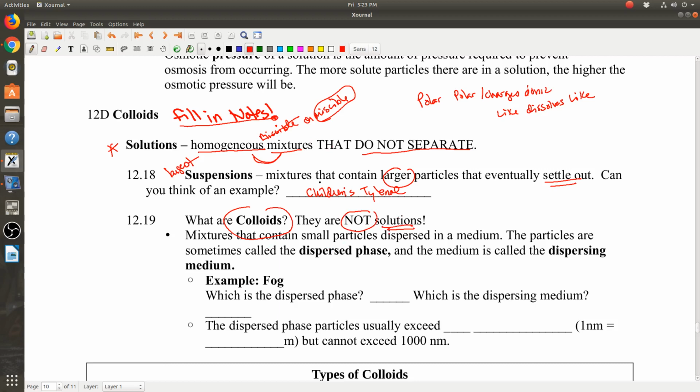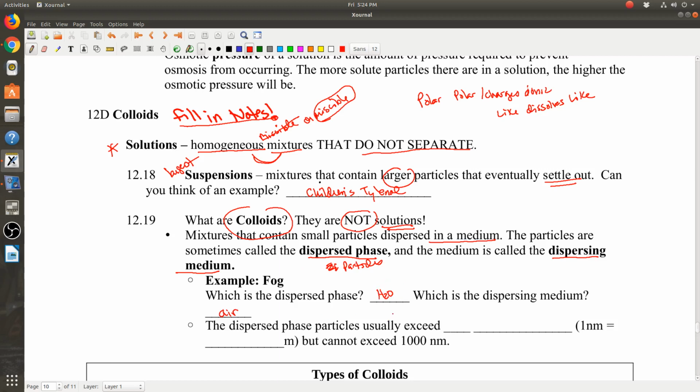Colloids are mixtures that contain small particles dispersed in a medium. The particles are sometimes called the dispersed phase. So the dispersed phase are the particles, the things you're dissolving. The medium is the dispersing medium. The dispersing medium is what we normally think of as the solvent, but it's not a solvent in this case because they're not dissolved. Fog is an example of a colloid. So what is the dispersed phase? What is dispersed inside something else? Well, in this case, water particles are dispersed. So water drops are dispersed inside what medium? Air. So we have liquid droplets dispersed in air.